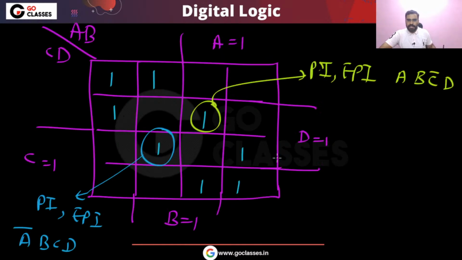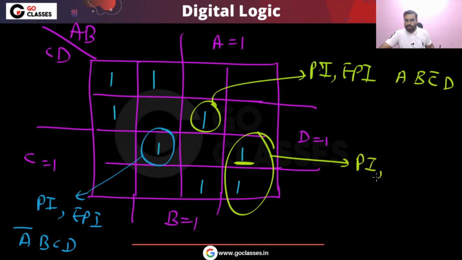Very simple. Next, for this one, how many choices do we have? There is only one choice. Because of this one, this is PI also, this is EPI also. And what is this one? This is in the area of C, area of A, and area of B bar. So this will be CAB bar.